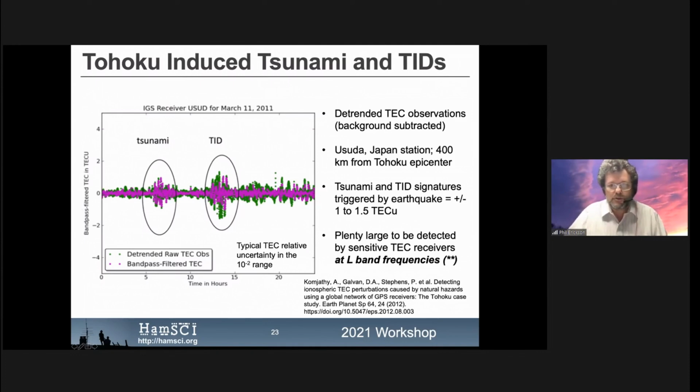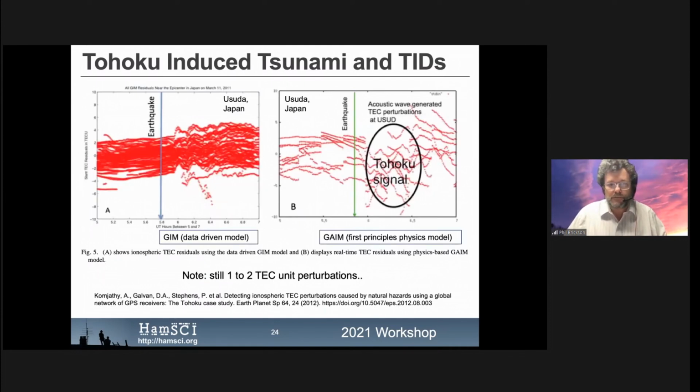Look at the scale. We're talking about plus or minus 1 to 1.5 TECU. By the way, the relative uncertainty of this instrument is very precise. It's about 0.01 TECU, so this is not noise. This is very significant. These are detected plenty well by sensitive TEC receivers, not at HF, up at 23 centimeter wavelengths, or 1296 megahertz and above, where the atmosphere is transparent. The radiation pretty much goes right through and you can sense minute fluctuations. So very well detected by these professional instruments. There's another model of it.